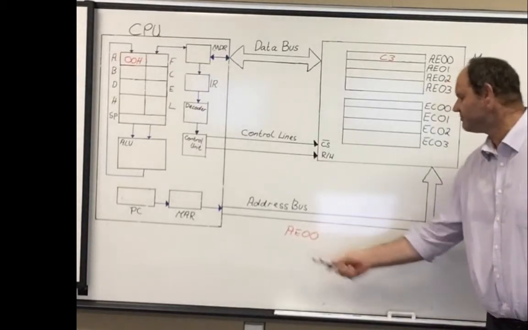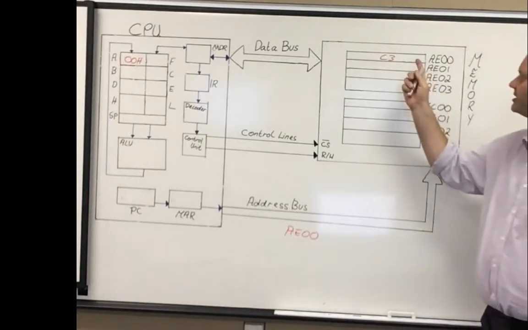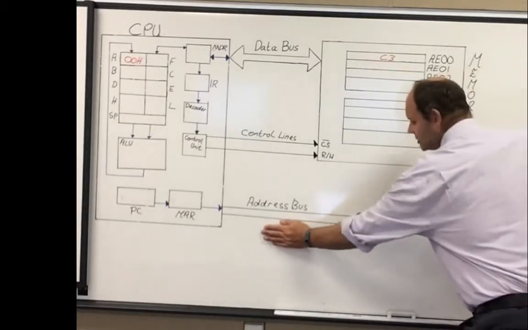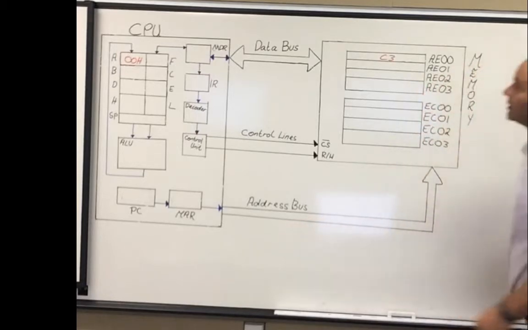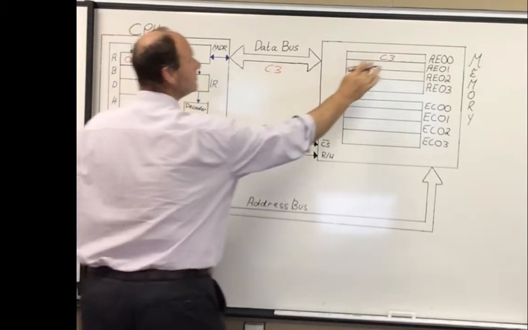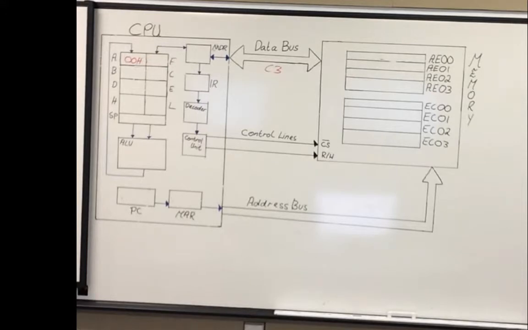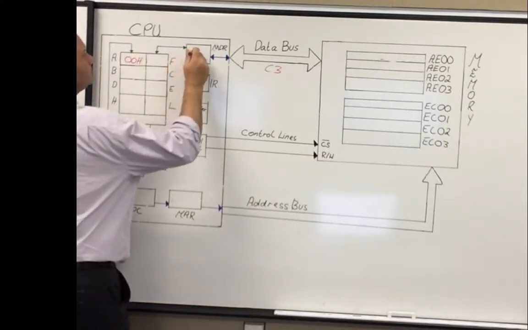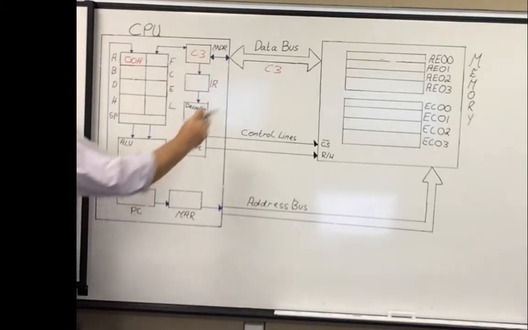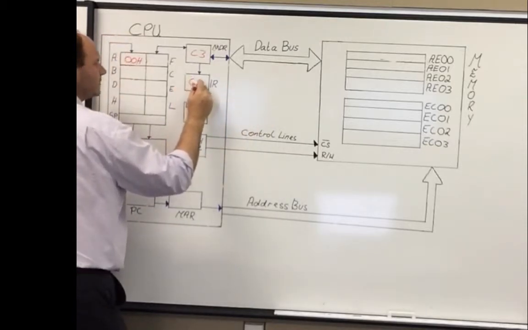So the AE00 memory address is located, and what is going to be read is the instruction. That instruction goes along the data bus and it will go into the memory data register, whereupon it is copied, and a copy goes into the instruction register.